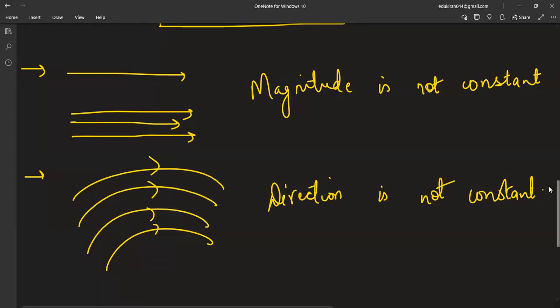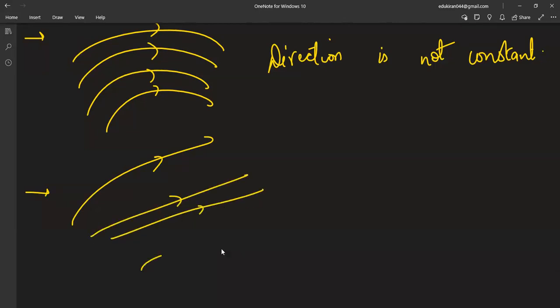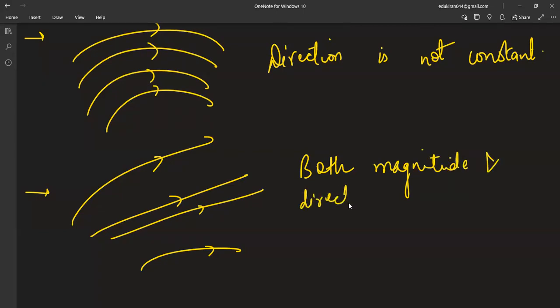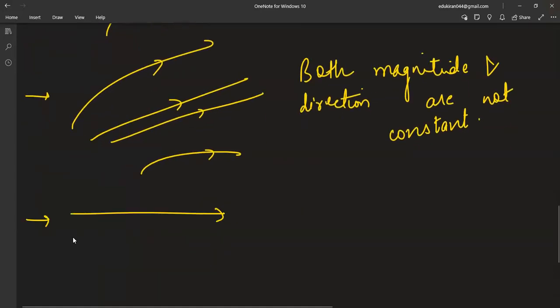And if both of the things are occurring, this means magnitude and direction both are not constant. Both magnitude and direction are not constant, right?